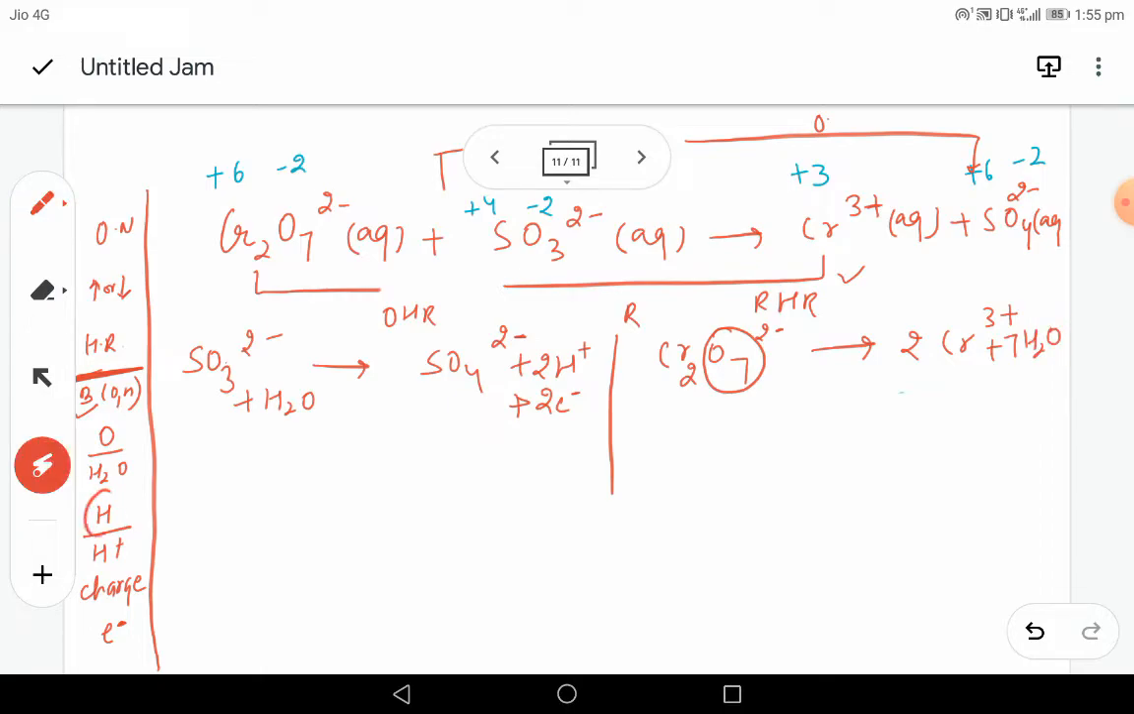After that we have to balance hydrogen by adding H positive to the side deficient in hydrogen. Here I have 14 hydrogen, here I don't have any hydrogen. So then I will have to add 14 hydrogen onto this side. So I am done with this. Now comes the most important, I have to balance the charge. Now the charge is balanced by adding the electron.